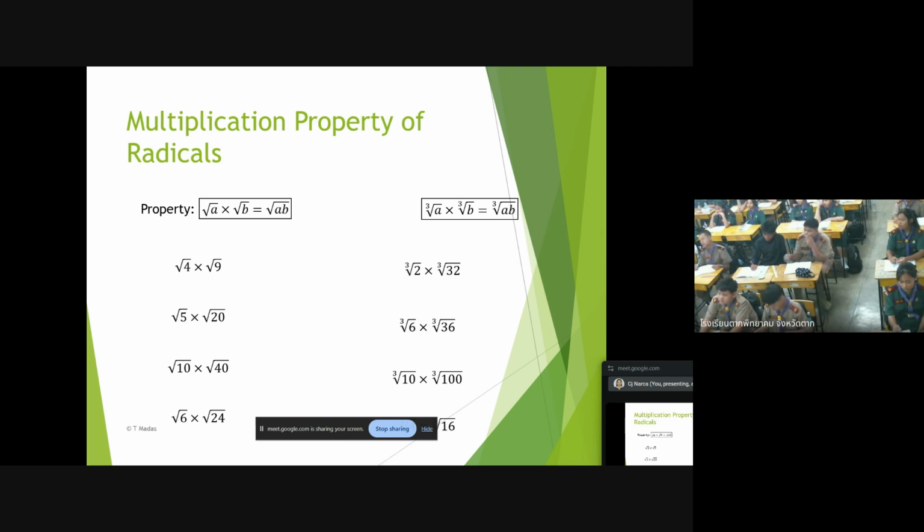How about this? Okay, don't worry. This is very easy. So, based on the rule, we have the square root of A times the square root of B. As you can see, we just multiply the radicand. Okay? The radicand. So, 4 times 9, what is the answer? The answer is 36. And we need to get the square root. So, what is the answer?